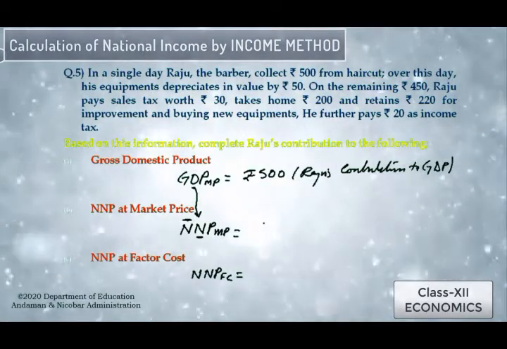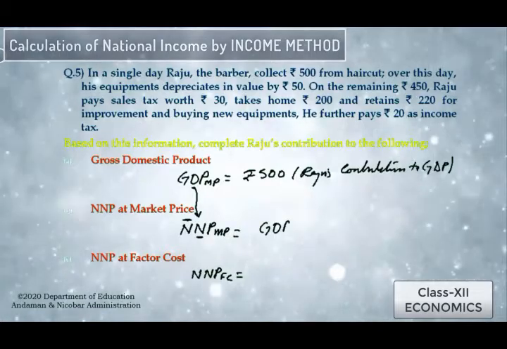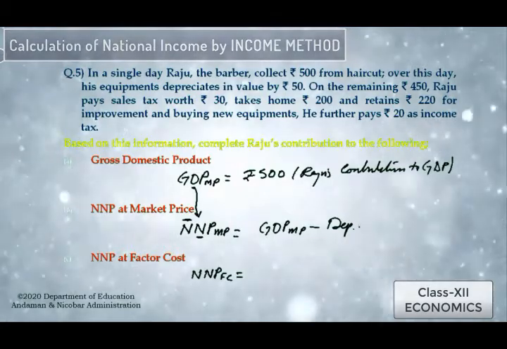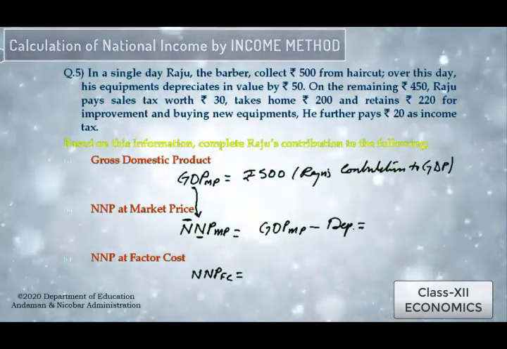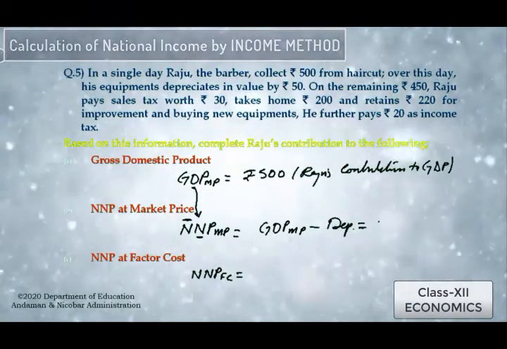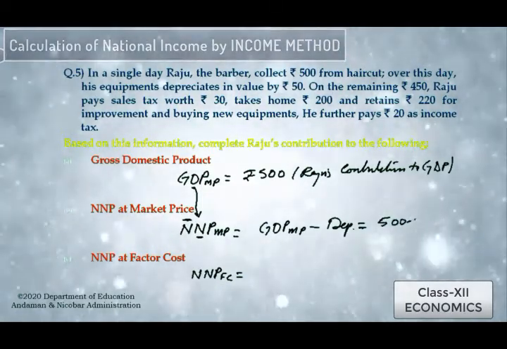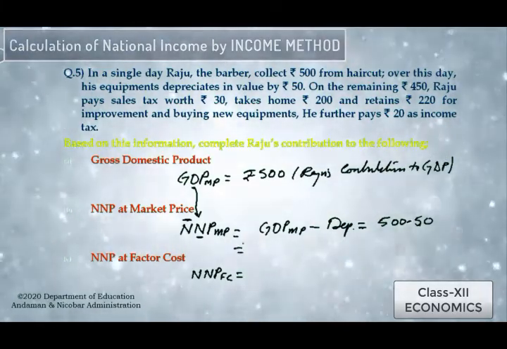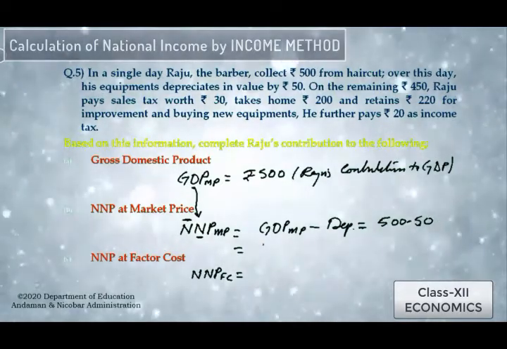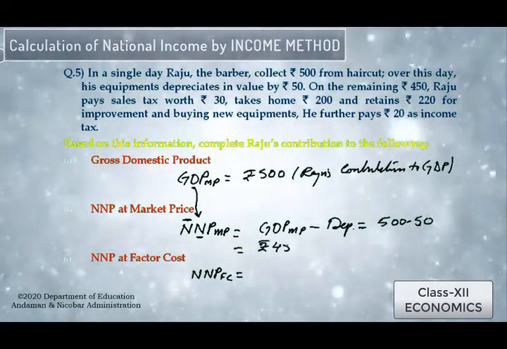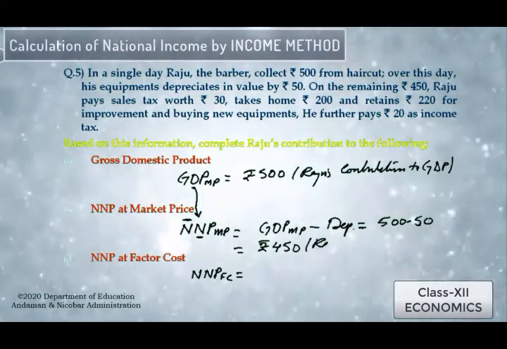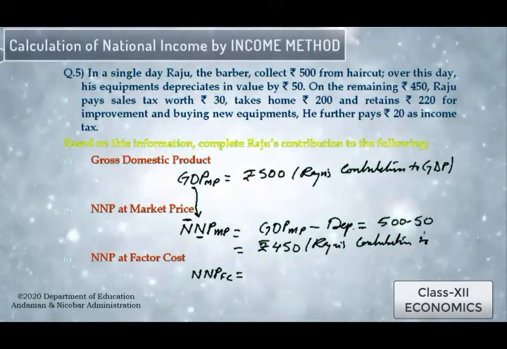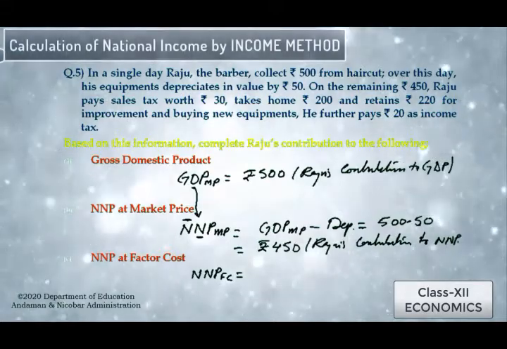So how can we convert the value when we have the GDP at market price? When we subtract the value of depreciation from this, we can very easily get the net value. So from 500 we will subtract 50 rupees, so that at last we get the value of NNP, that is net value, as rupees 450 as Raju's contribution to NNP at market price.